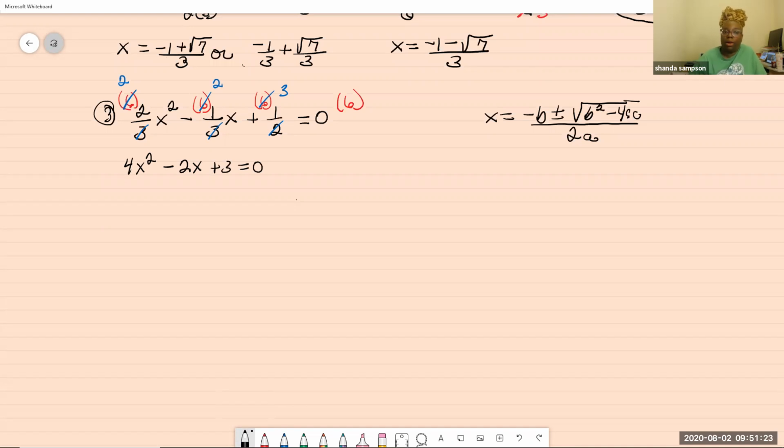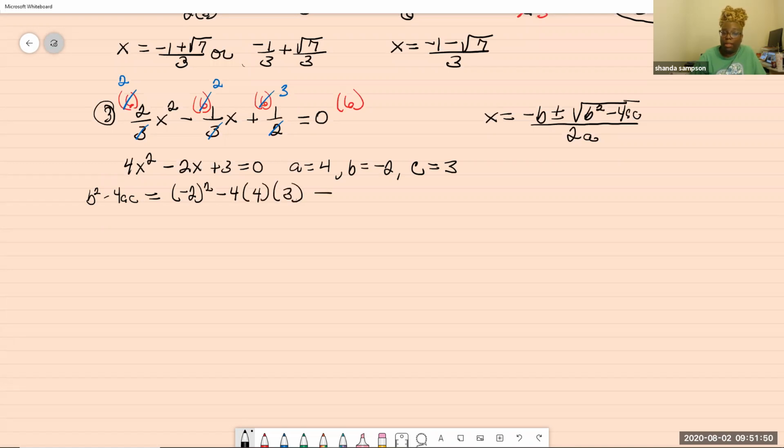All right, so now we have our setup. A equals 4, B equals negative 2, and C equals 3. I'm going to find my discriminant, b squared minus 4ac, to see what kind of answers I'm looking at. B squared minus 4AC.